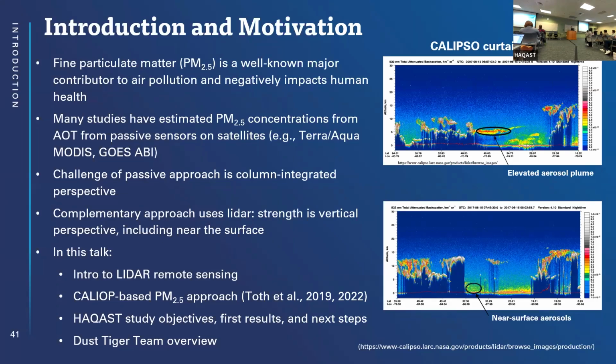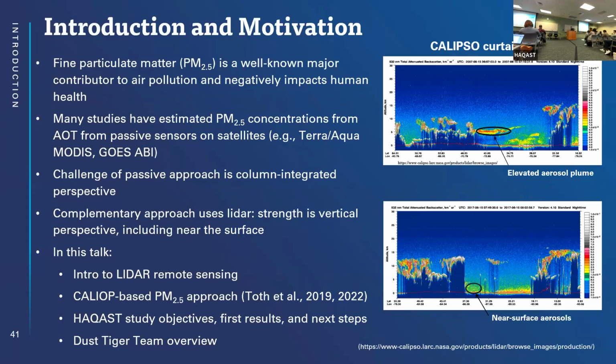When we think about estimating PM 2.5 from space, there have been a ton of studies that have used passive sensors like the geostationary, as well as MODIS and MISR and those sorts of satellite sensors. But the challenge is that they're passive sensors, so they're column integrated. So it's not necessarily getting what's happening at the surface.